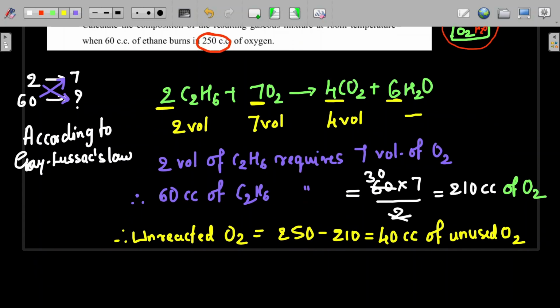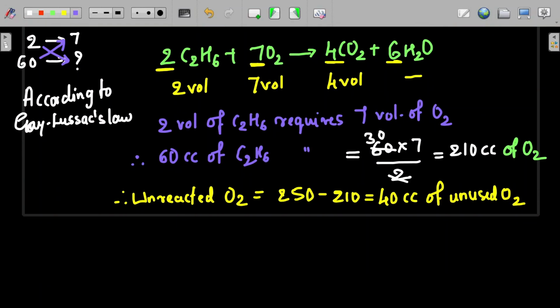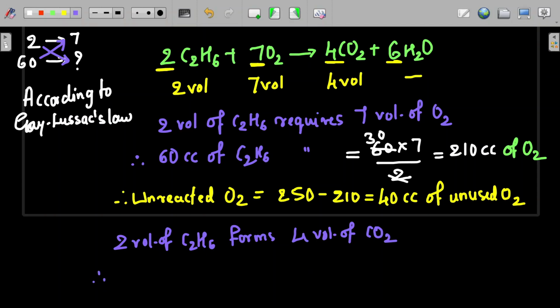Now come to the product. Second, you also have to write the same way. Now what you want to find in the gaseous product, you have CO2 only. Water we are not finding. Now see the ratio between ethane and CO2. 2 volumes of ethane forms, because it is product now, right? 4 volume of CO2. Therefore, how much we are taking? 60 cc of ethane forms. So what you have to do? Cross multiply. 60 into 4 divided by 2. So 120 cc.